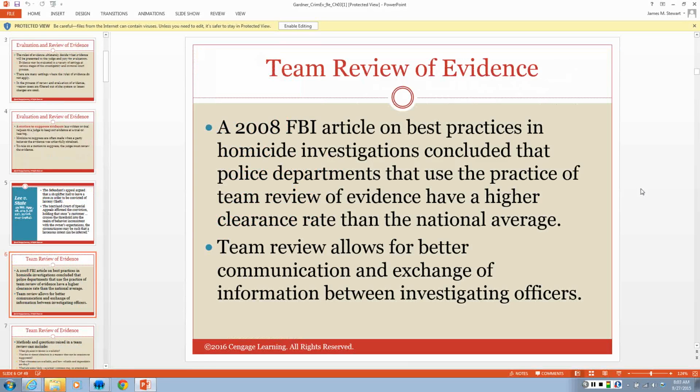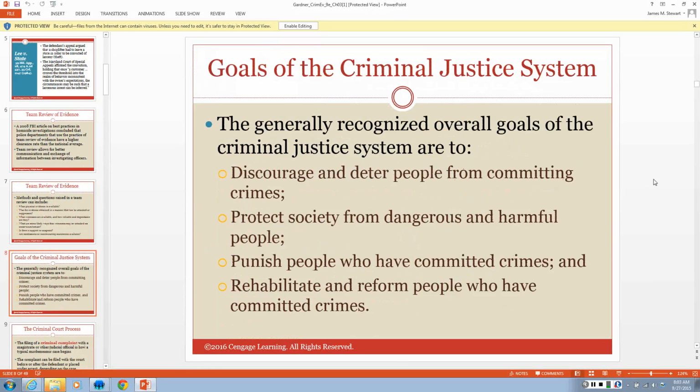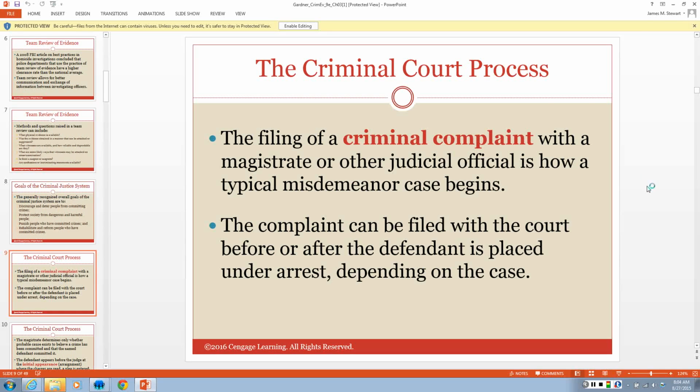Again, more cases. Read over these cases. Read over these goals of the criminal justice system. The generally recognized overall goals are to discourage and deter people from committing crimes. If we could do that, our job would be so much easier. However, we're not going to discourage or deter everybody from committing crimes, so we do have to protect society from those people that do. And the way we do that is we punish those that we find committing crimes, and after punishment, we should be rehabilitating them so that when they get out, they don't commit another crime. I think that's a part where our system has fallen down, in its responsibilities in the last several years, for sure. So read over this criminal court process.